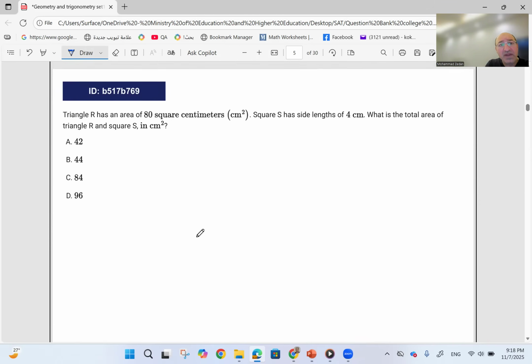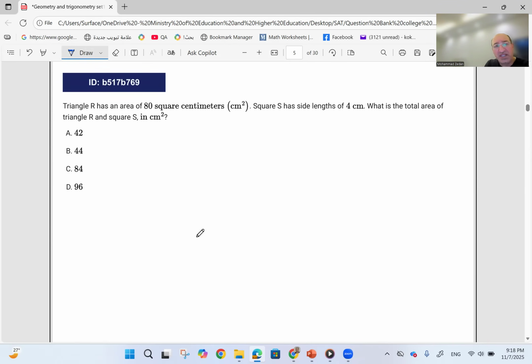Question number 5. A triangle R has an area of 80 square centimeters. Square S has a side length of 4. What is the total area of triangle R and square S? So the triangle R is given its area already, 80, plus a square with side length 4 centimeters, so its area will be 4 times 4, 16. So really 80 plus 16, 96. A very easy question. Question number 5 is D.